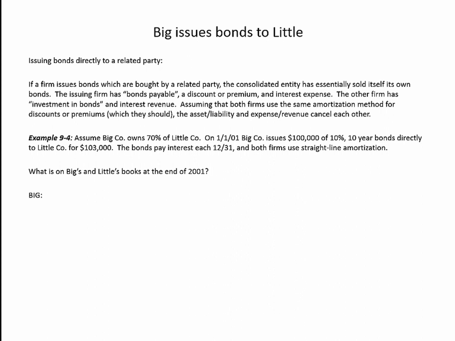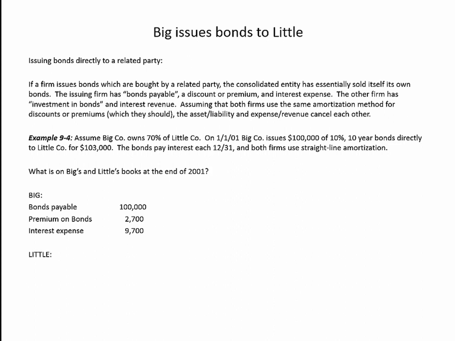On Big's books, again, Big is the bond issuer. They've got bonds payable of $100,000. They've got a premium on bonds of $2,700. Again, it was initially a 3% or $3,000 premium. It's being amortized over 10 years, so at the end of the first year it's down to $2,700. And they've got interest expense of $9,700, the $10,000 of coupon interest minus the $300 of premium amortization.